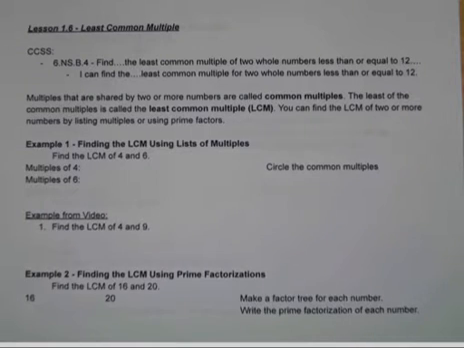Alrighty, this is the video for Chapter 1, Lesson 6, which is the least common multiple. So the Common Core standard we're going to be working on here is finding the least common multiple of two whole numbers less than or equal to 12.